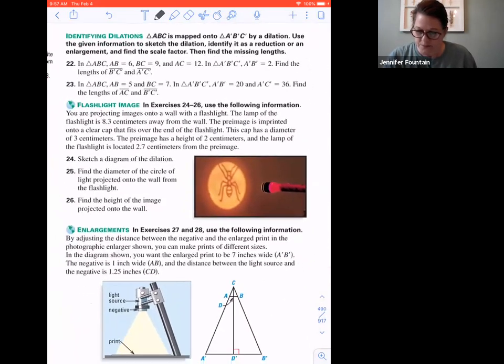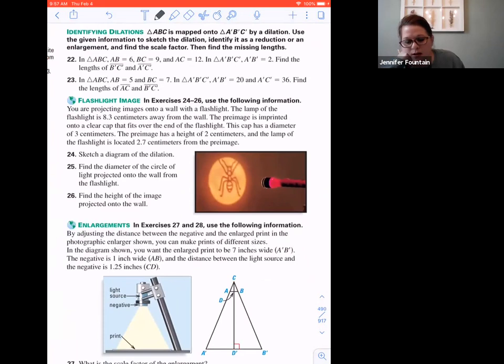Number 23. Triangle ABC is mapped onto triangle A prime B prime C prime by dilation. Use the given information to sketch the dilation. So that means you're going to need to graph it, sketch it, do what you need to do, identify the reduction or enlargement, find the scale factor, and then find the missing lengths. So it tells you AB is 5, BC is 7, A prime B prime is 20, A prime C prime is 36. So you need to find the lengths of AC and B prime C prime. Okay, so sketch it, graph it, do what you want to do to be able to find those missing lengths.